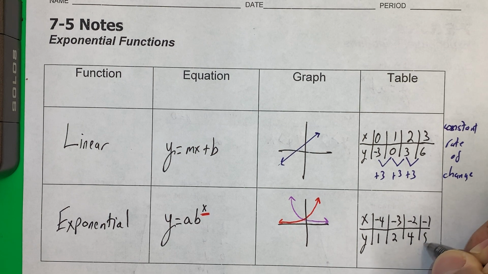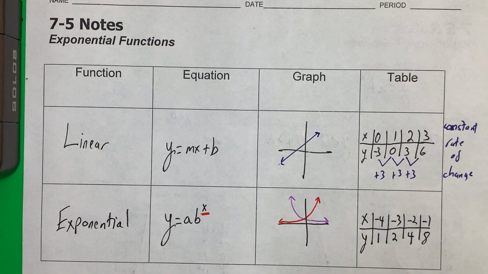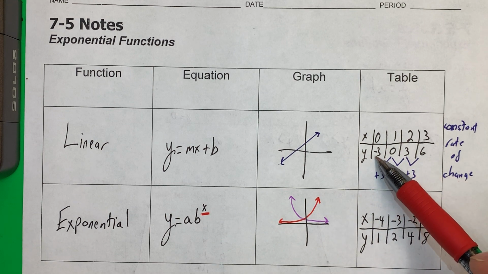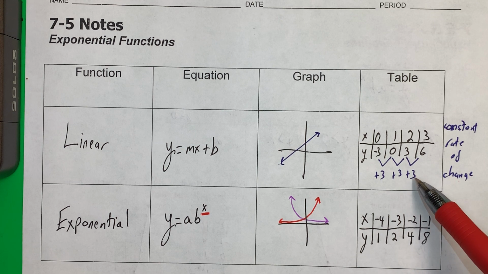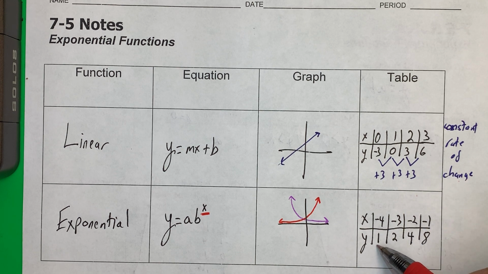And then for my Y values, I'm going to have something like 1, 2, 4, and 8, okay? Now, if we think about the previous example, right, we said, okay, how did I get from -3 to 0? Oh, I just add 3, and then I add 3 again to get to 3, and I add 3 again to get to 6. But here, if I try and do this with addition, I would add 1 to get to 2, but then I'd have to add 2 to get to 4, and I'd have to add 4 to get to 8.